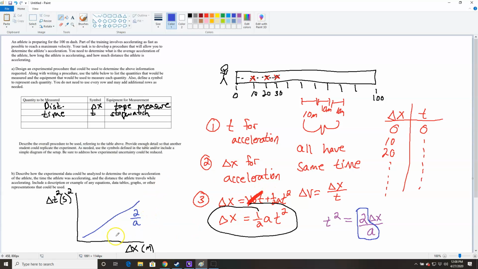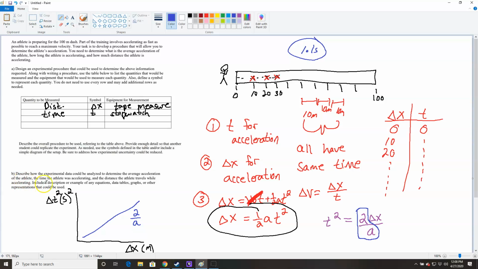Again, I stop delta x once I've reached this period in which the athlete has a consistent time spanning 10 meters. So that might be, say, 1.1 seconds. So from 30 to 40 it took 1.1. From 40 to 50 it took 1.1. 50 to 60, 60 to 70, 70 to 80, etc. If it keeps taking 1.1 seconds, the athlete has stopped accelerating and is now traveling at a constant velocity, their maximum velocity.